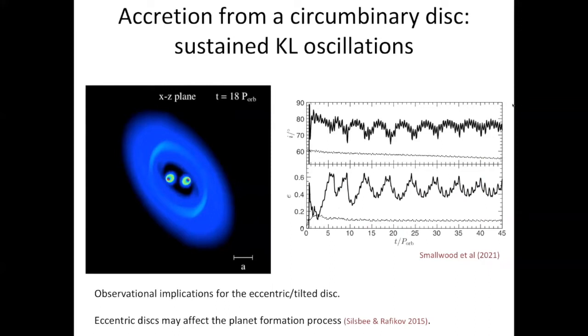The disk inclination and eccentricity are exchanged in these Kozai-Lidov oscillations, and the constant supply of highly inclined material from the circumbinary disk allows the circumstellar disk to undergo long-lived Kozai-Lidov oscillations. So these highly eccentric disks may have significant implications for planet formation around each component of a binary, since planets may form or at least begin to form in a highly eccentric disk.